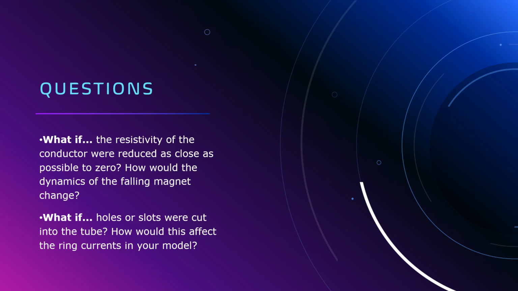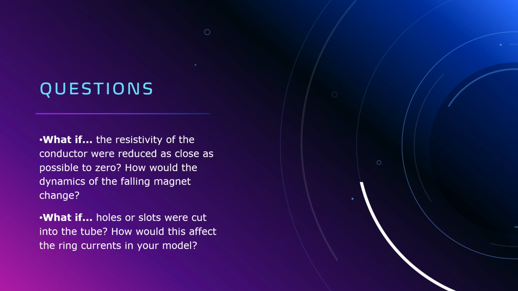So overall, what would happen if the resistivity of the conductor was as close as possible to 0? Well, a higher resistivity would mean a lower current and a lower force, so therefore a lower resistivity as it goes to 0 would mean a higher current and a higher force.